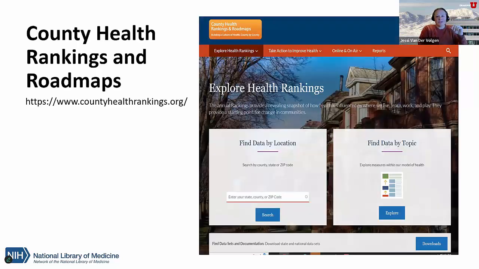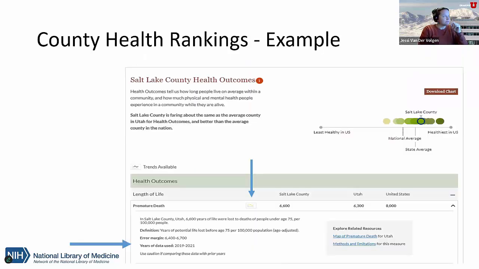The second resource is the County Health Rankings and Roadmaps, a service from the Robert Wood Johnson Foundation. This is an excellent place to start looking for information about health issues in your community. And as you might guess, this website focuses on health data at the county level. You can choose your state and county and then scan through the data to get a sense of the information provided. I'll point out a few other features here.